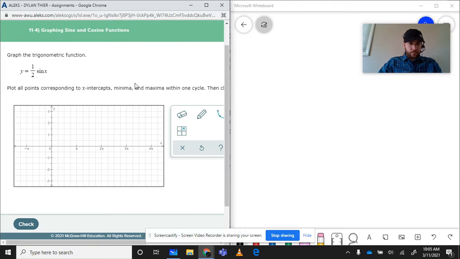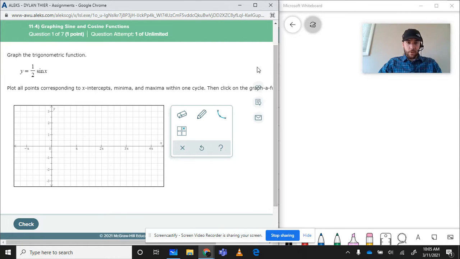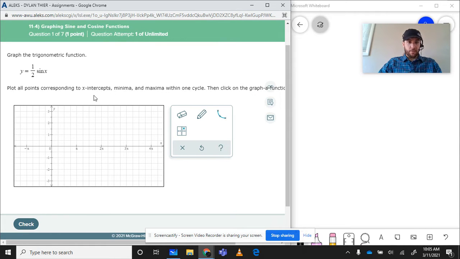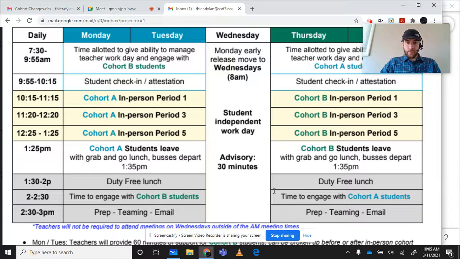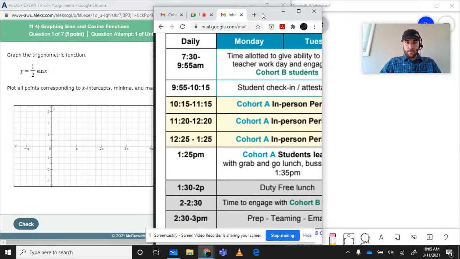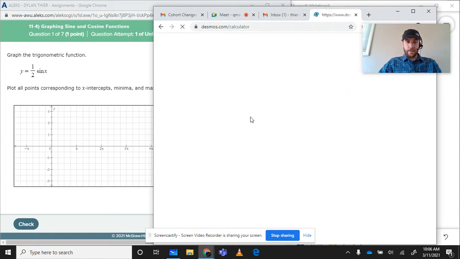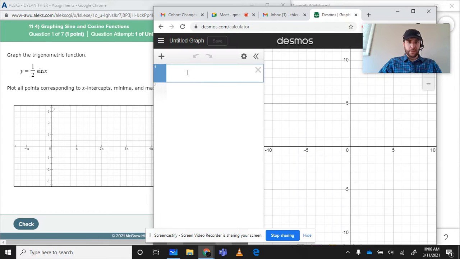Okay, so we are looking at graphing sine and cosine functions here. They say plot all the points corresponding to the x-intercepts, minima, and maxima within one cycle. So for our sine function, the way that sine always looks, it goes through the origin, kind of moving from the bottom left up to the top right, goes up and it hits a maximum of 1 before coming down to a minimum of -1.